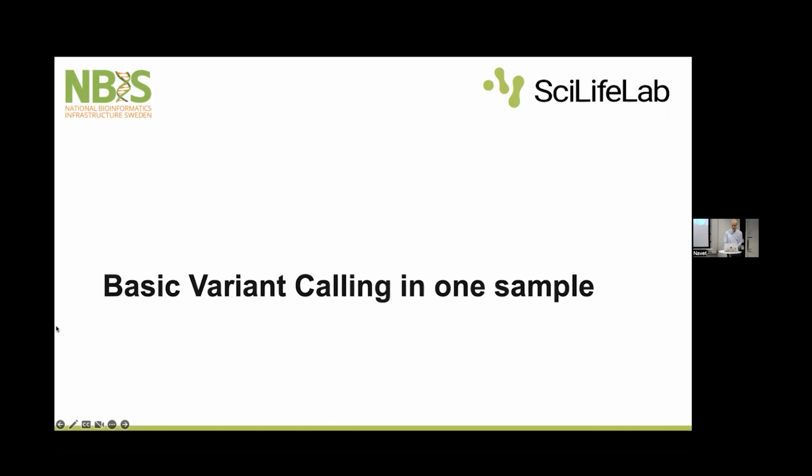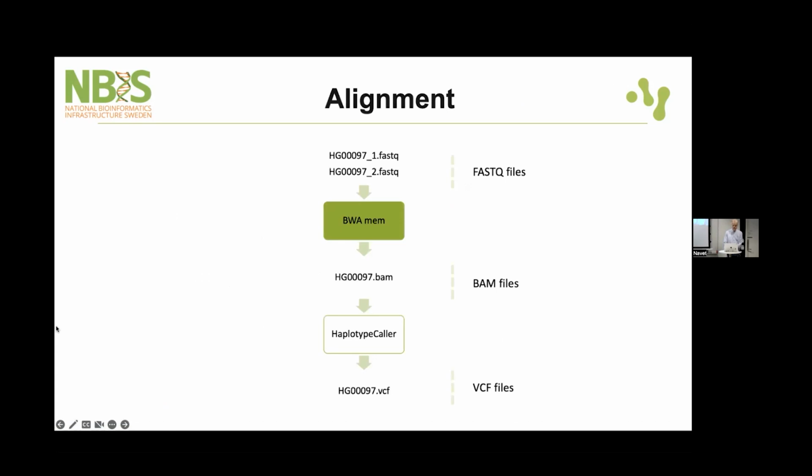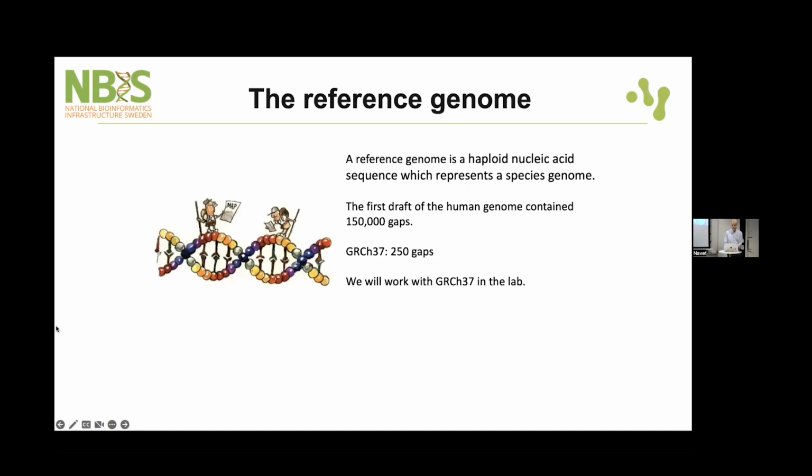So back to the simple single sample workflow. The first step is going to be alignment to the reference genome using a tool called BWA. Here we will take the FASTQ formatted unmapped reads and map them to the reference genome so that we know where on the actual genome they belong.